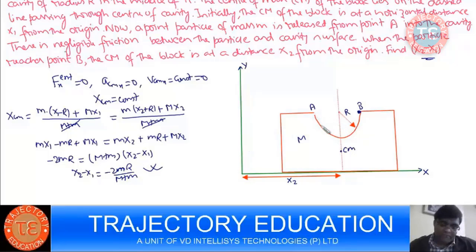It means if the particle is going to B, the block must move in this direction, and that's quite true. That's the law of averages. When the position of one particle is increasing, the position of the other must fall in order to keep your average the same. Okay, so these are the questions on center of mass. Thank you very much.